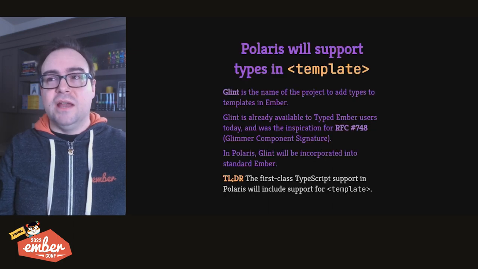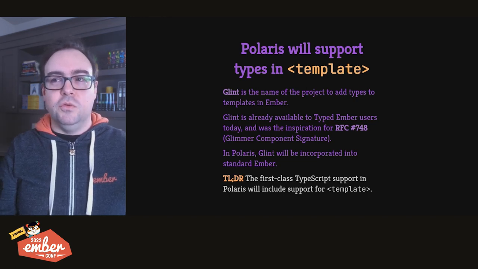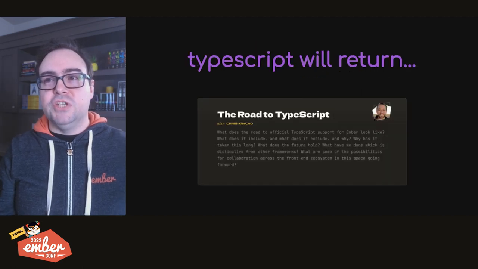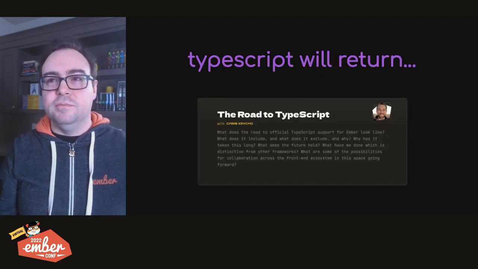Lastly, I talked about template tag earlier, and it goes without saying that Polaris will support types in templates. The project to make that happen is codenamed Glint, and you can try it out today. We've been using it at Tilde for a while now, and the Ember TypeScript team has done a great job with it. Definitely check it out if you use TypeScript with Ember. If you want to get the full scoop on TypeScript in Ember, check out the Road to TypeScript later today.